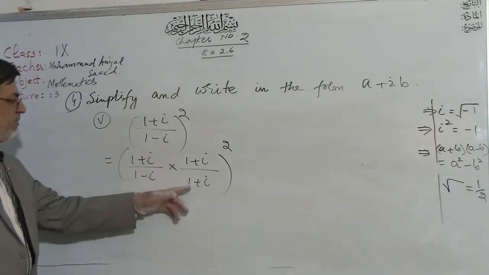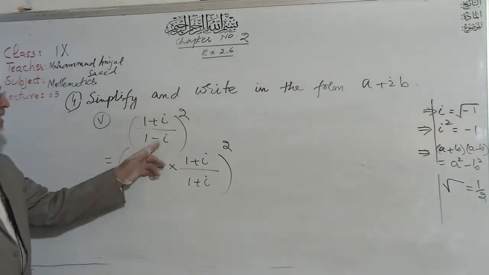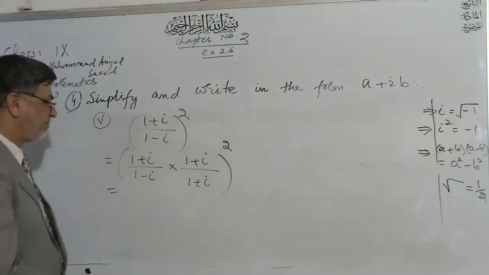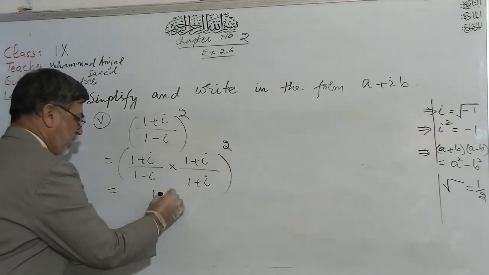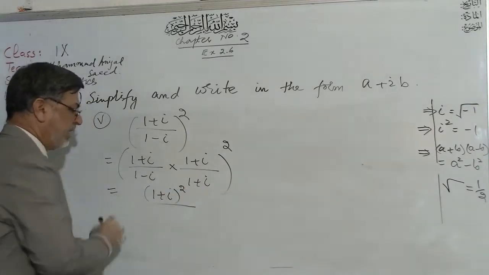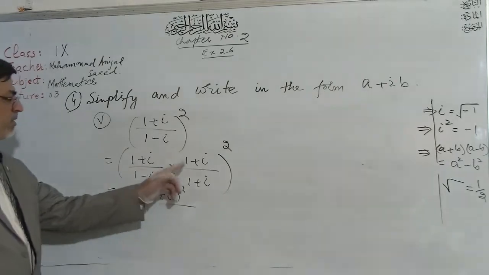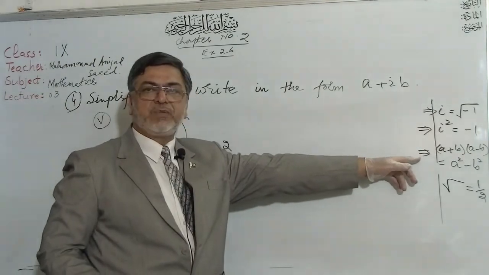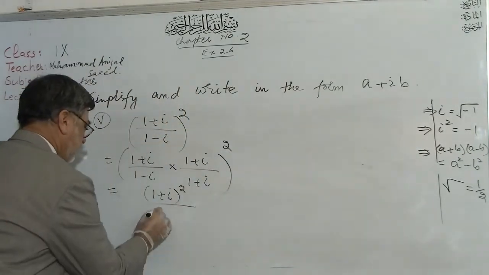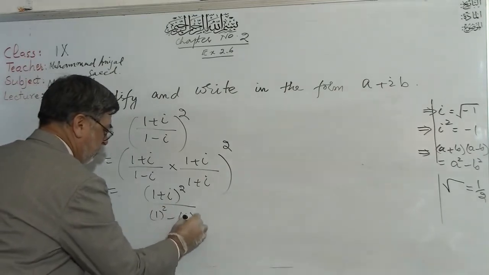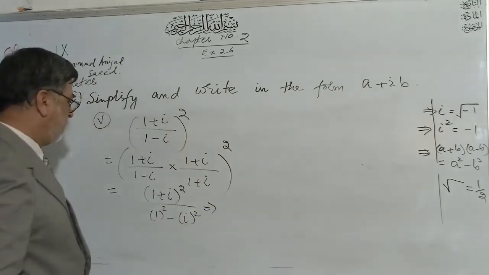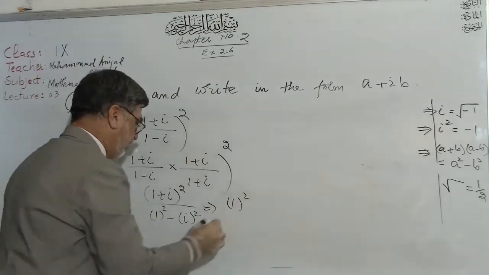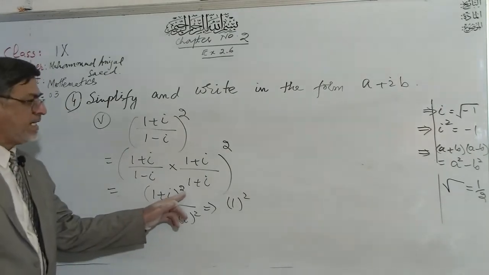We multiply above and below by the conjugate of the denominator, that is, 1 minus iota changes to 1 plus iota over 1 plus iota. Here, 1 plus iota whole square divided by 1 minus iota, 1 plus iota. Again we apply the formula a plus b, a minus b equal to a square minus b square, that is first square minus second square.